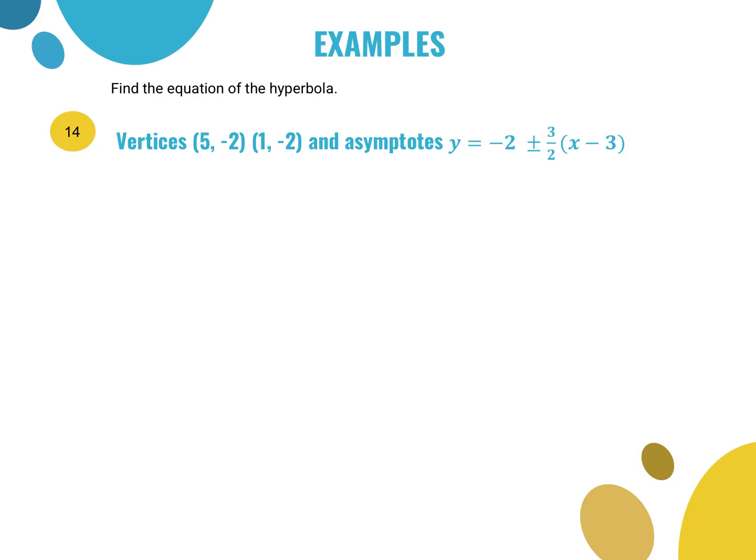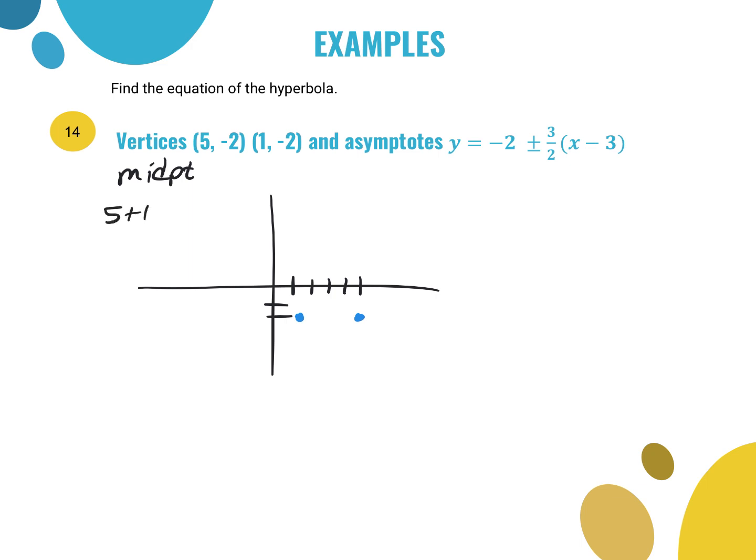Try another one. This time we're given vertices and an asymptote. So my vertices, 1, 2, 3, 4, 5. So I have one at 5, negative 2, and positive 1, negative 2. So these are my 2 vertices. So in order to calculate the center, I'm going to find the midpoint here. So I can add 5 plus 1 divide by 2, negative 2 plus negative 2 divide by 2, 6 over 2, negative 4 over 2. This gives me 3, negative 2 is my center point. So my center is here.